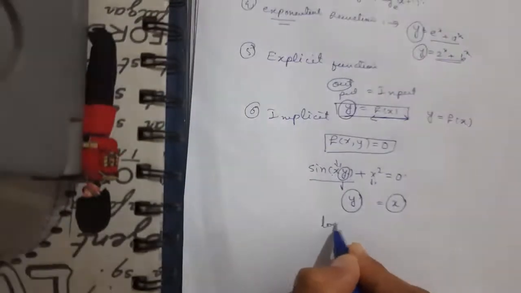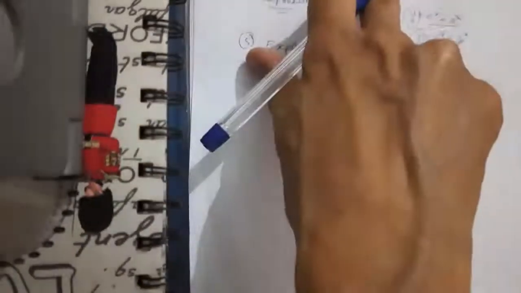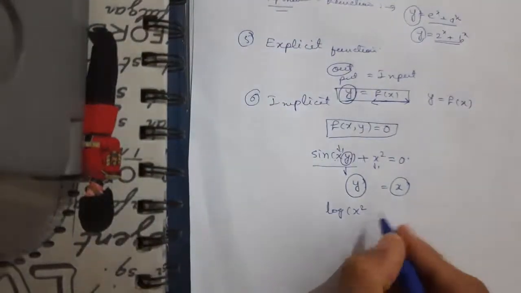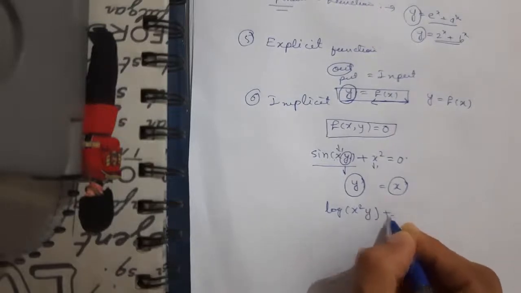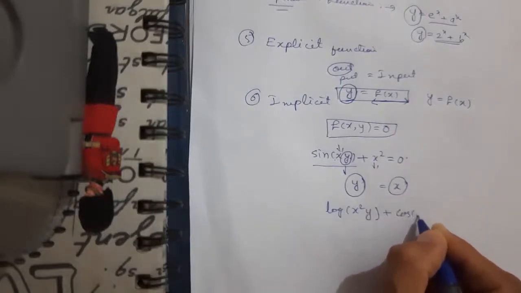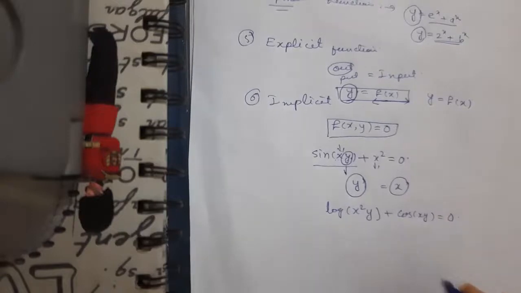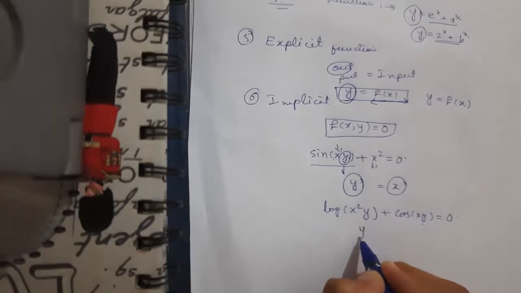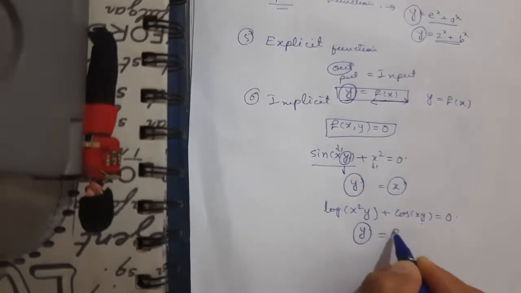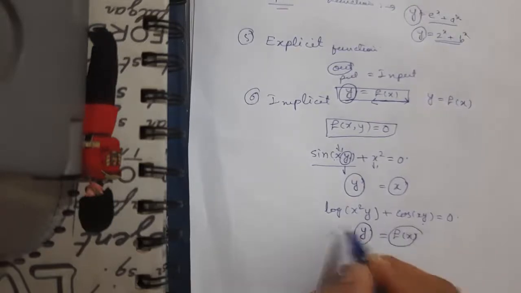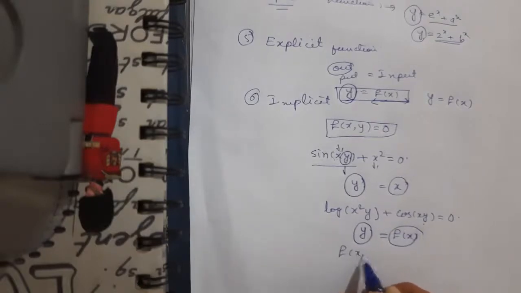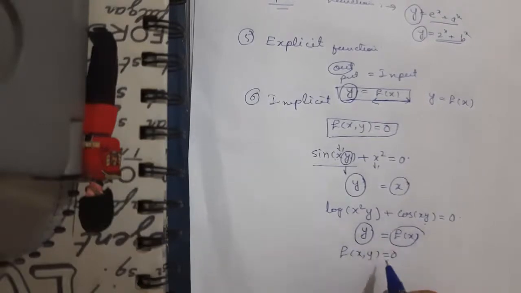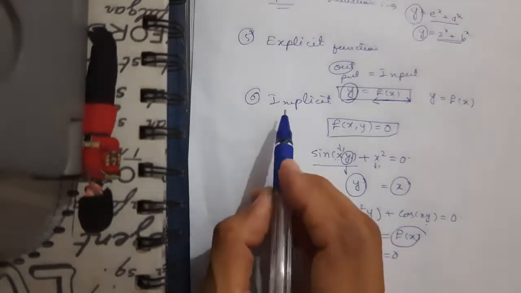Another example is log of x into y plus cos xy equal to 0. Here also it is very difficult to separate this y. We cannot write y on one side and x on another side. So that's why we represent it as f of x,y equal to 0. Okay. So always x and y are combined there. So that is called an implicit function.